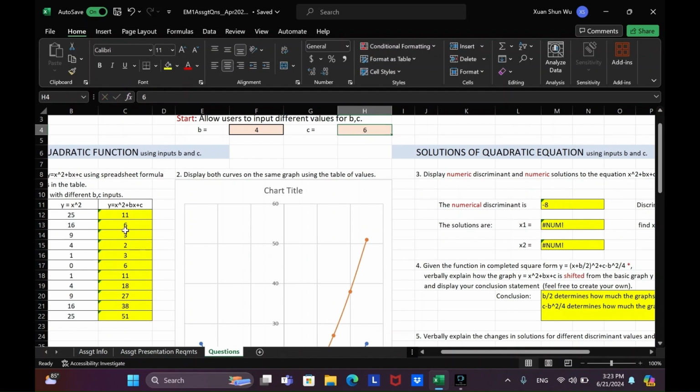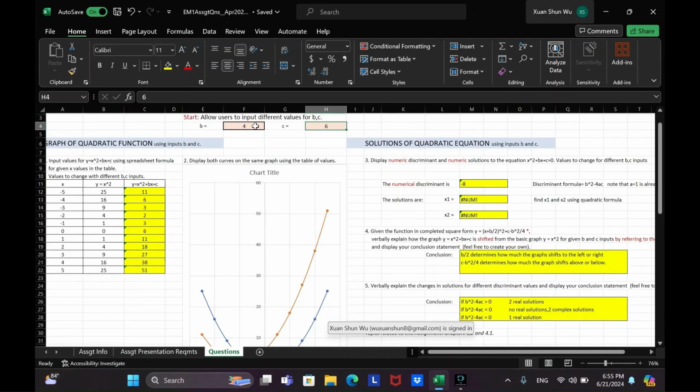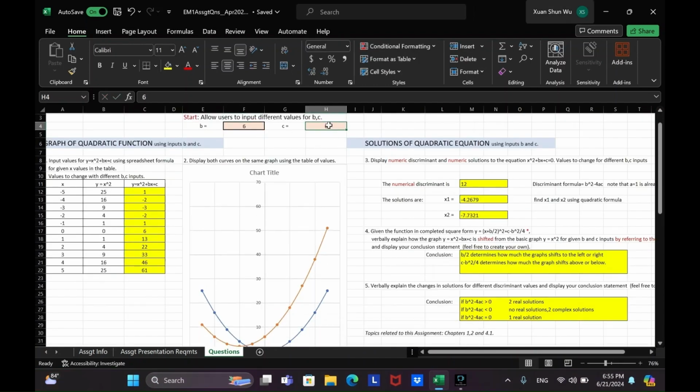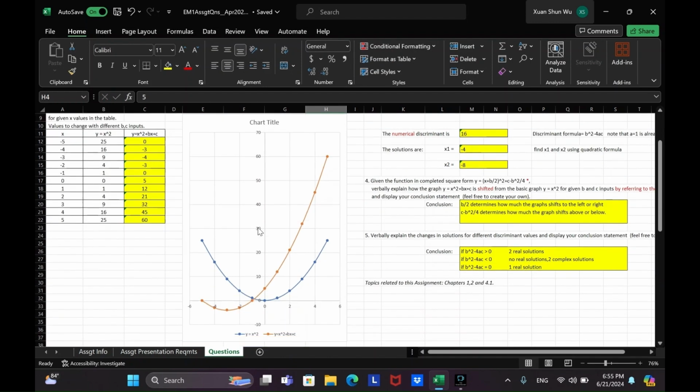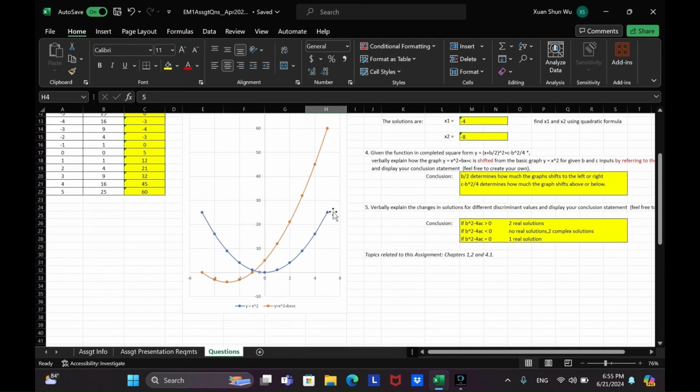look, the table values and the graph will change accordingly. Let me change the value of b and c again to 6 and 5. The table of values and the graph will still change accordingly. And the blue curve doesn't change because it's not dependent on the varying inputs b and c.